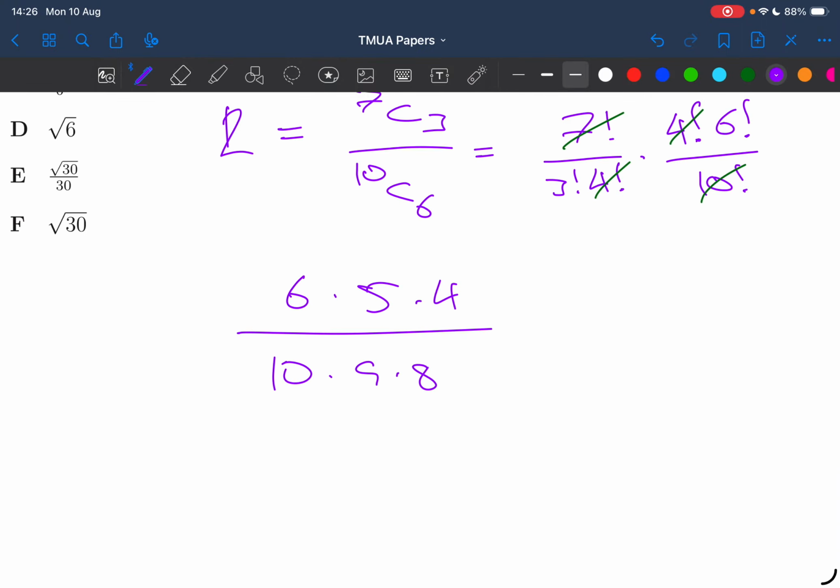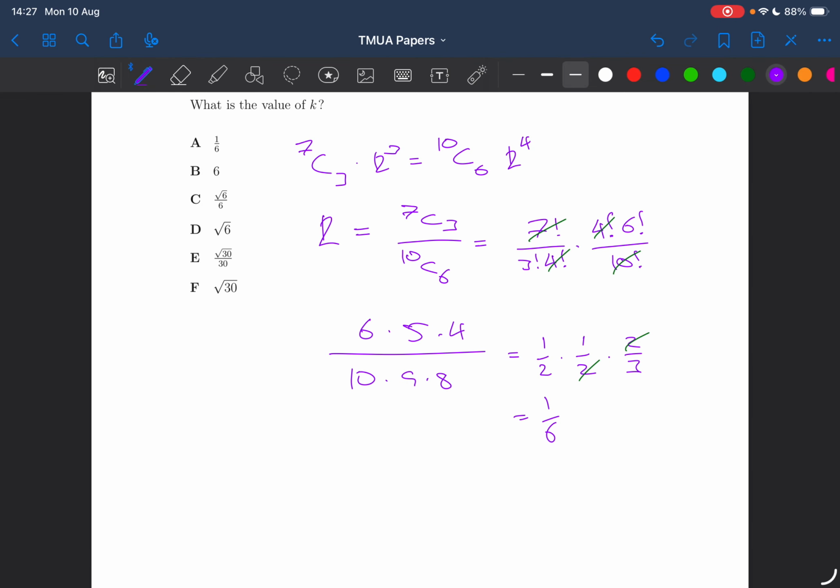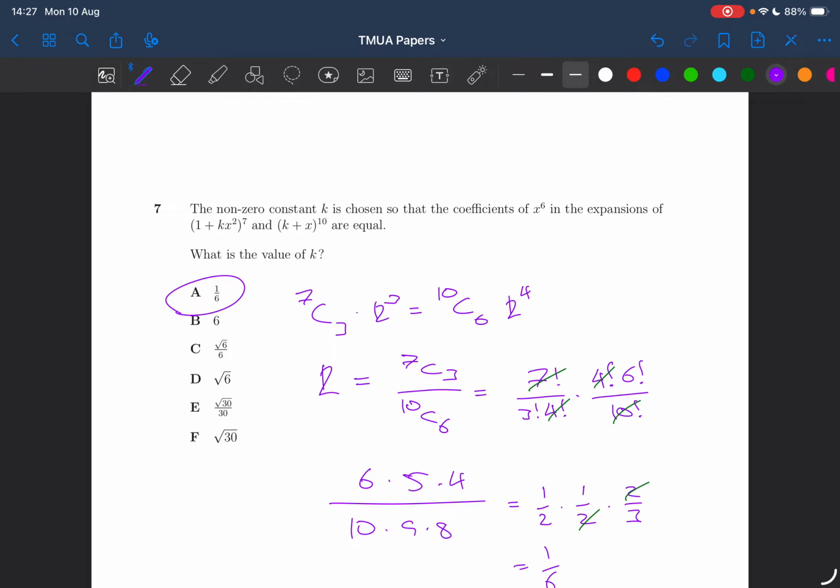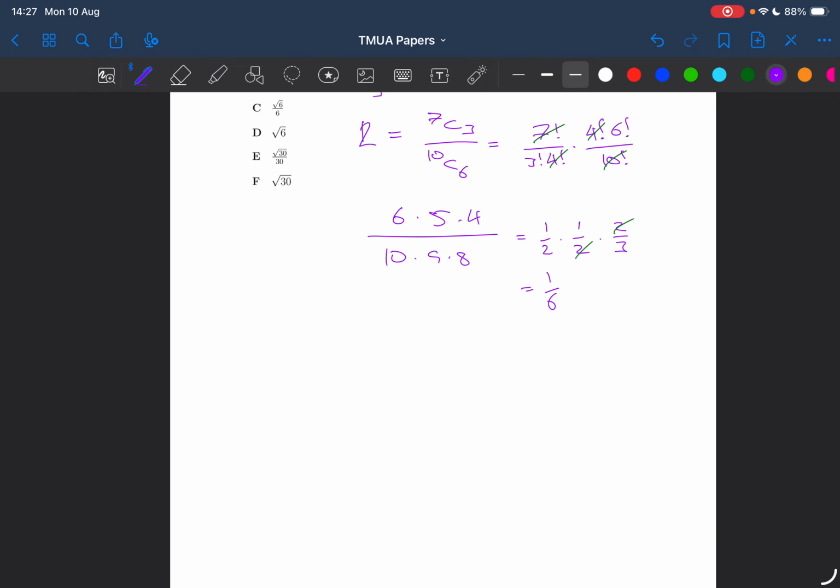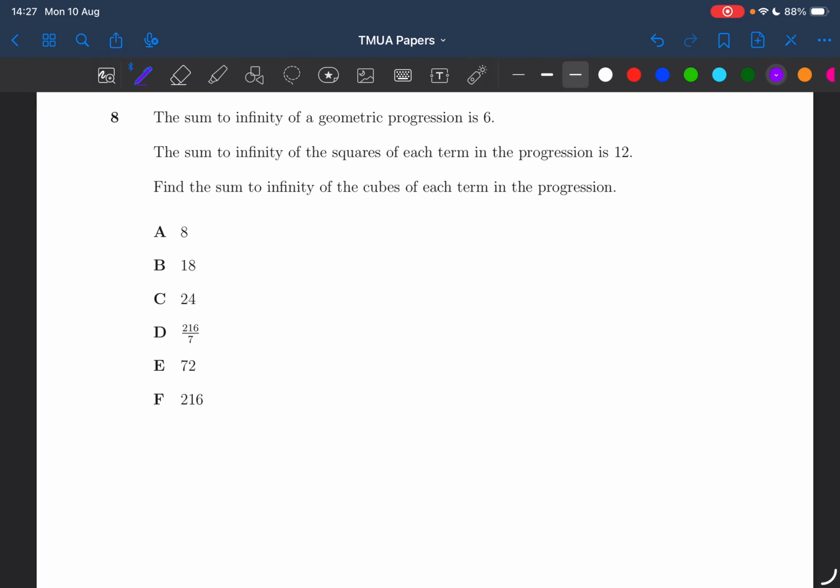This looks good. What can we do from here? Well, 5 over 10 is 1/2. 4 over 8 is 1/2. 6 over 3 is 2/3. I can get rid of a 2 and a 2. I'm left with 1 over 6, which is A. Is that the right one? Let's have a look. Question 7. Well, the last one was 4, wasn't it? Yeah, the last one's 4. That's good. And this one should be A, 1/6. Yep, that'd be lovely. Oh, it looks good.